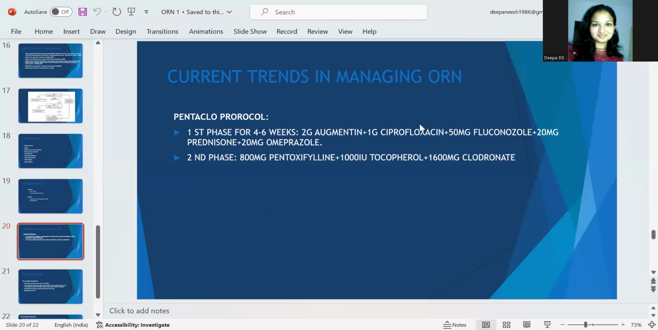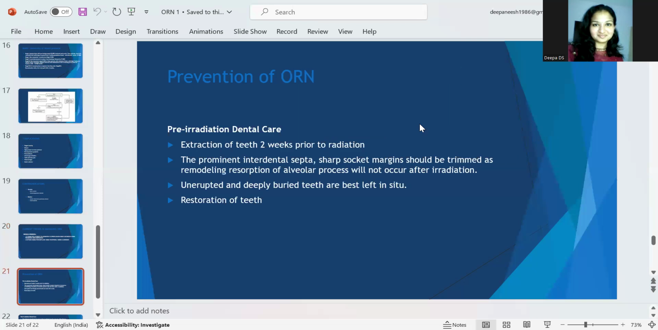The current trend in the management of osteoradionecrosis is the PENTOCLO protocol. The first phase, for 4 to 6 weeks, is 2 grams of augmentin, 1 gram of ciprofloxacin, and 50 milligrams of fluconazole plus 20 milligrams of prednisolone plus 20 milligrams of omeprazole. Second phase, 800 milligrams of pentoxifylline, 1000 international units of tocopherol plus 1600 units of clodronate.